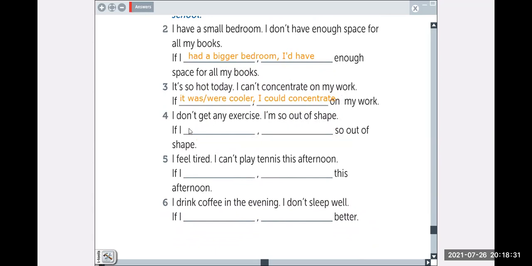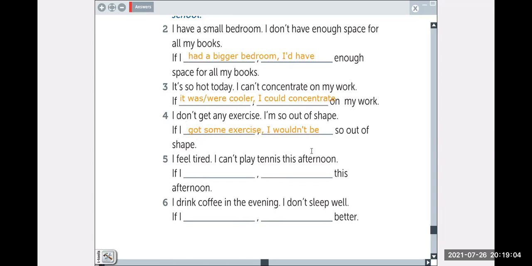Number 4, I don't get any exercise. I'm so out of shape. If I got some exercise, I wouldn't be so out of shape. Very good. So out of shape.